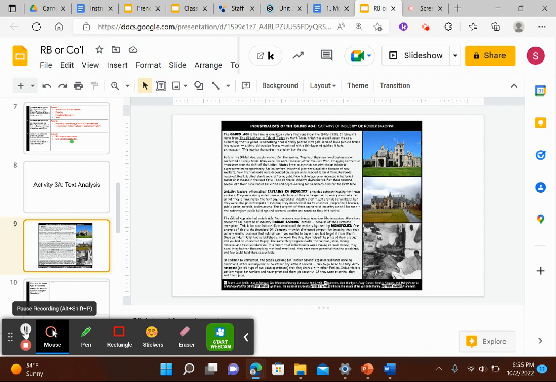The Gilded Age is a time in American history that runs from the 1870s to 1900s. It takes the name from The Gilded Age, A Tale of Today by Mark Twain, which was a book about the era. Something that is gilded is something that is thinly painted with gold, kind of like a picture frame in a museum. A dirty, old wooden frame painted with a thin layer of gold so it looks extravagant. This may be the perfect metaphor for the era.